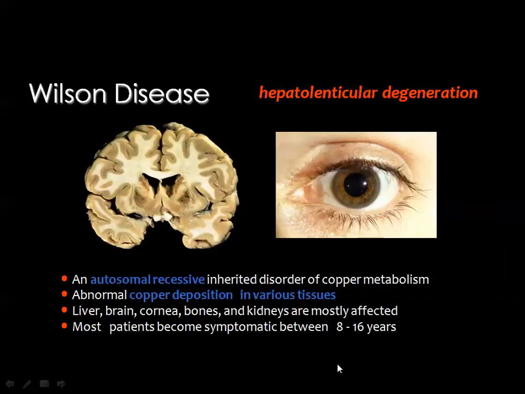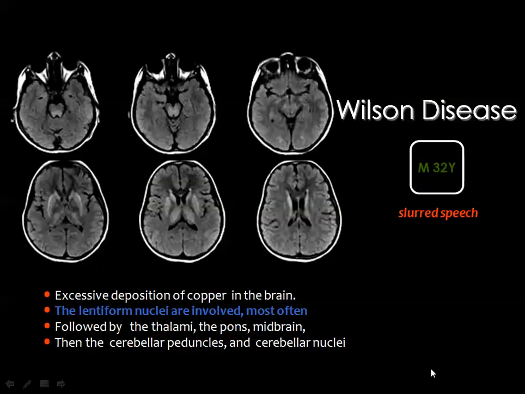Then we came to Wilson disease, which is also known as hepatolenticular degeneration. This is an autosomal recessive disorder of copper metabolism, leading to copper deposition in various tissues like the liver, the brain, the cornea, the Kayser-Fleischer ring, and the kidneys are mostly affected. The disease will be symptomatic by the age of 8 to 16 years.